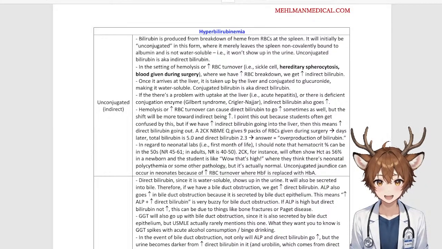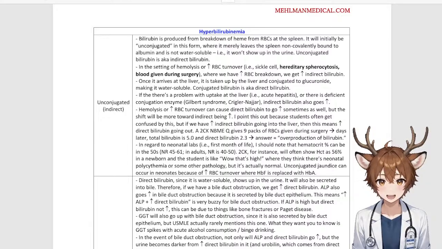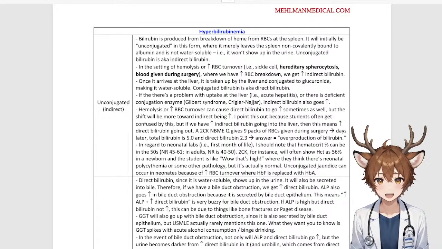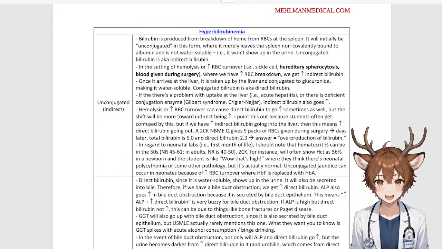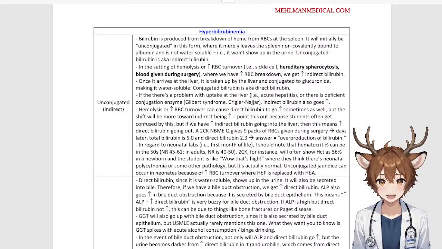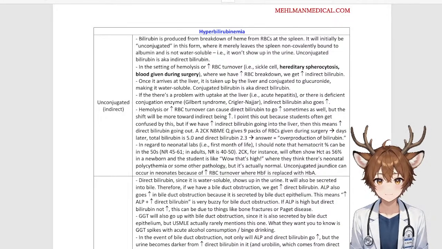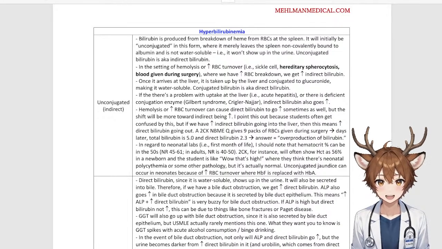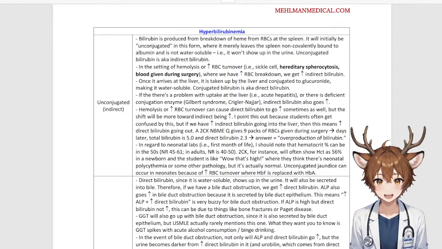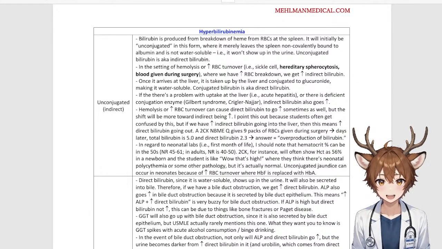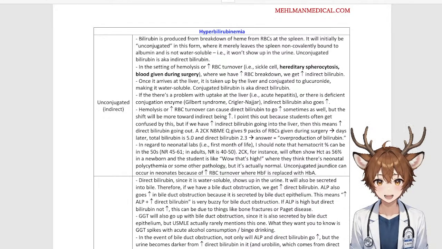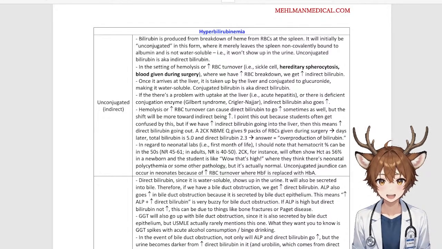Hemolysis or increase in RBC turnover can cause direct bilirubin to go up sometimes as well, but the shift will be more toward indirect being increased. The indirect will be higher. I point this out because students often get confused by this, but if we have increased indirect bilirubin going into the liver, then this means there is increased direct bilirubin going out. I mean, yeah, but more of the indirect in an acute situation.